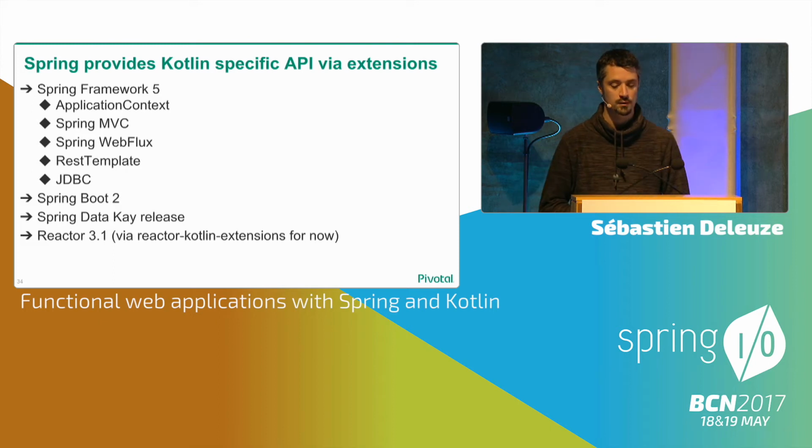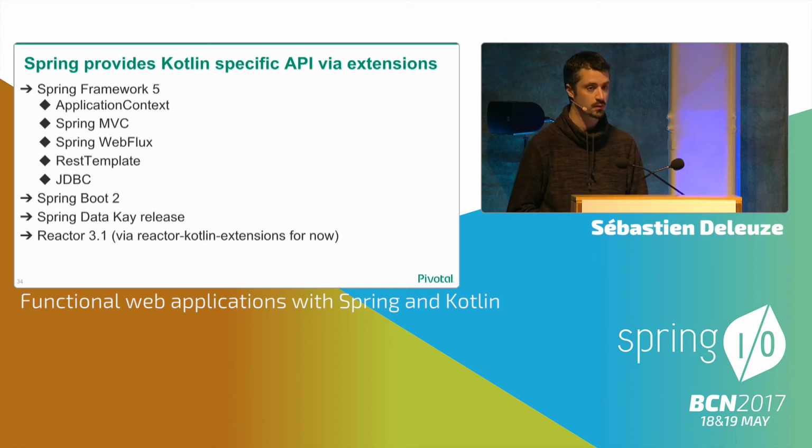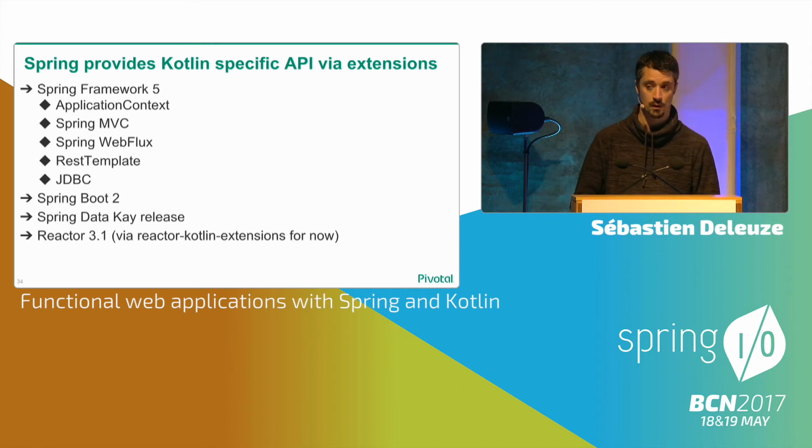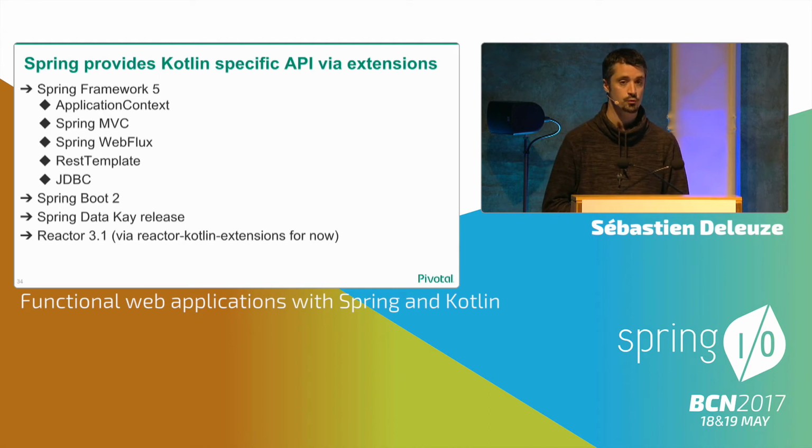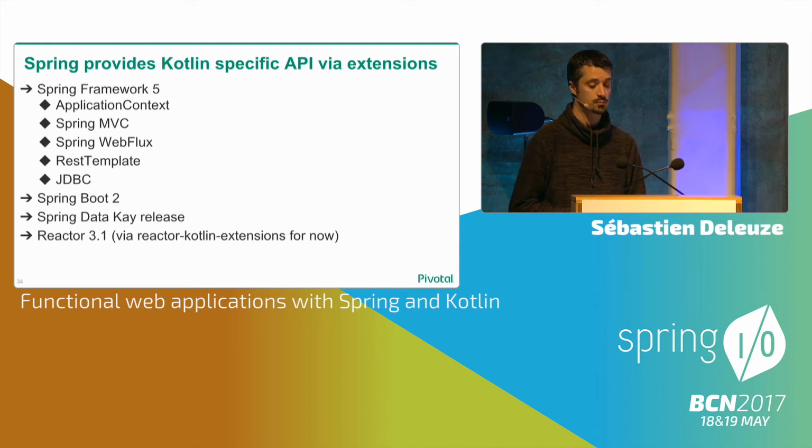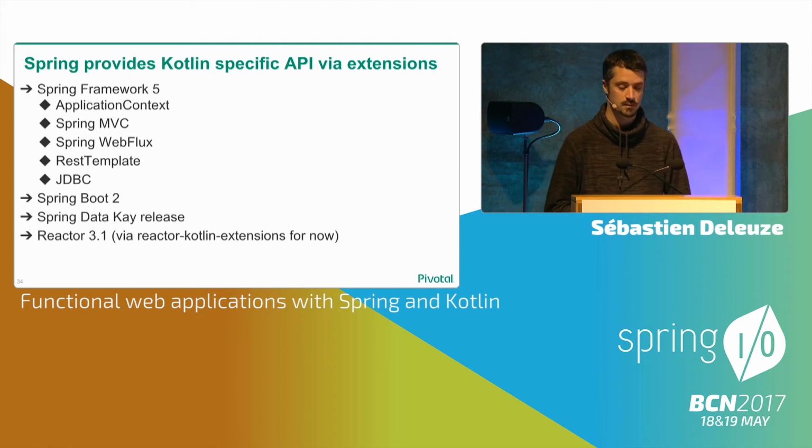We provide a wide range of extensions via the Kotlin extensions mechanism I talked about previously. So Spring Framework 5 comes with application context, Spring MVC, Spring WebFlux, RestTemplate, and JDBC extensions. We are going to see an example just after. Spring Boot 2 will also provide Kotlin extensions. Spring Data Kay, an upcoming release, will provide that. And Reactor 3.1 provides Kotlin support with Reactor Kotlin extensions. So let me be clear, by default, you don't have a Kotlin-specific API. We just use, with the great Kotlin Java interop, the Java API of Spring.